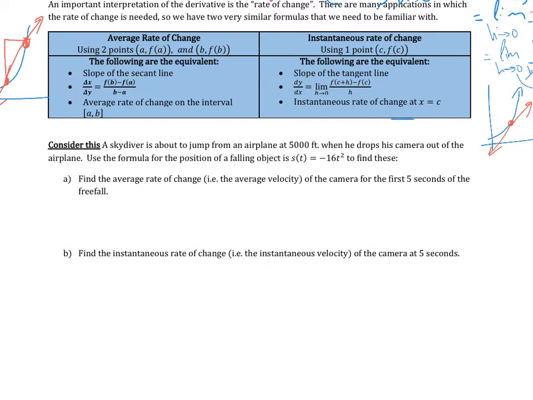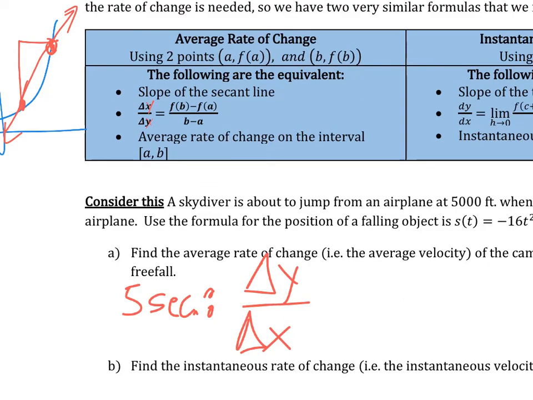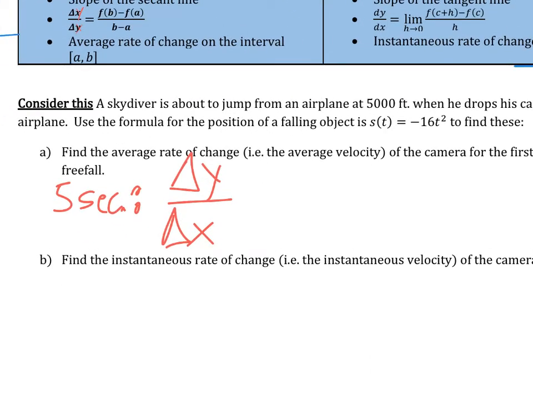Well, the average rate of change is just the slope. So for the 5 seconds, the change of y over the change of x. A little typo here, just noticed. Typo number 2. This should be the change in y over the change in x. Make sure yours says that. Okay, so delta y over delta x. So we have s of 5, because it's the position, s of 5 minus s of 0, all over 5 minus 0.